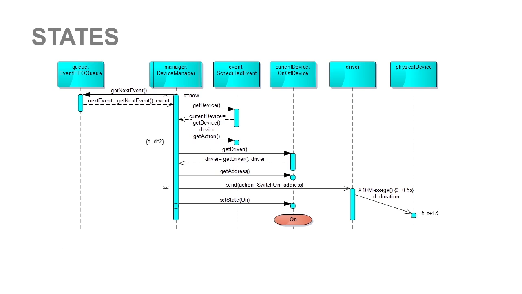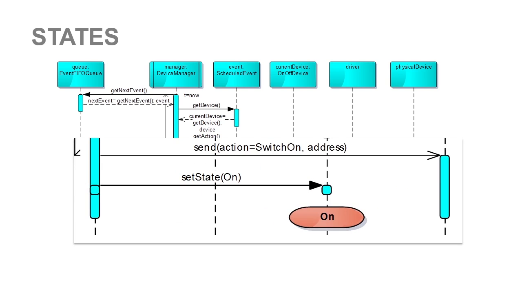States can be shown on sequence diagrams. The state is shown on the lifeline in a round-ended shape with the name of the state in it. For the interaction to be valid and continue, the object represented by the lifeline must be in this state. Here, the physical device is sent the message to switch on, and the object current device is having its state set to on by the setState operation. Let's have a look at how this would work in practice.